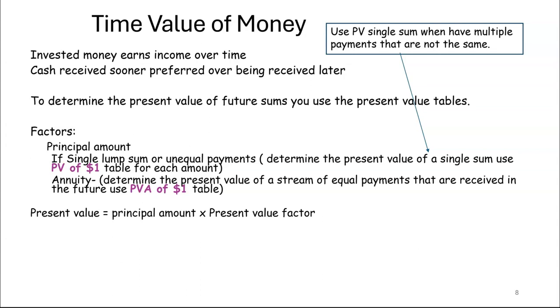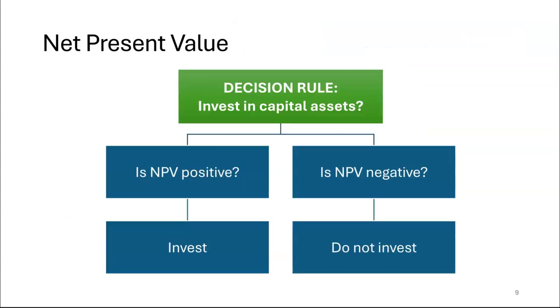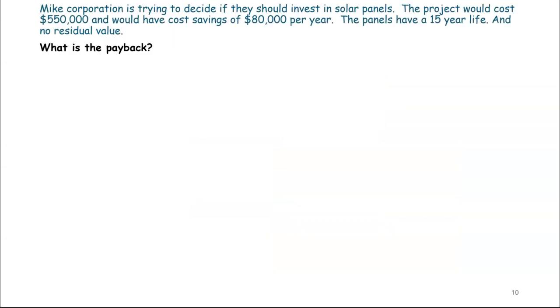So then we're going to take the factor times the principal amount. And again, when you get that factor, you select which table you want to use, the PV of $1 or the PVA of $1. And then you're going to get to a table and you're going to go down the left side based on the number of periods or years. And then you're going to go across the top based on the interest rate. So again, the decision is, is the net present value positive? And if it is, we're going to invest.